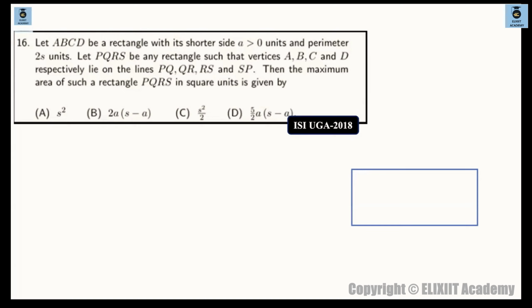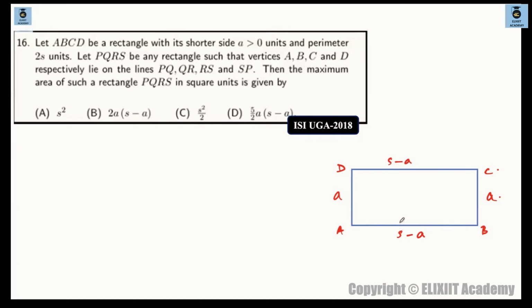जो शॉर्टर साइड है वो है a units, so you have this rectangle, you give this some name, let's say ABCD. ठीक है, and the shorter side is a units, माने ये जो side है this side is a units, and perimeter is 2s units. अच्छा, if perimeter is 2s, then the remaining side will be what, s minus a. If this is s minus a, this will also be s minus a. So this much we have derived from here. ठीक है, चलो next line.